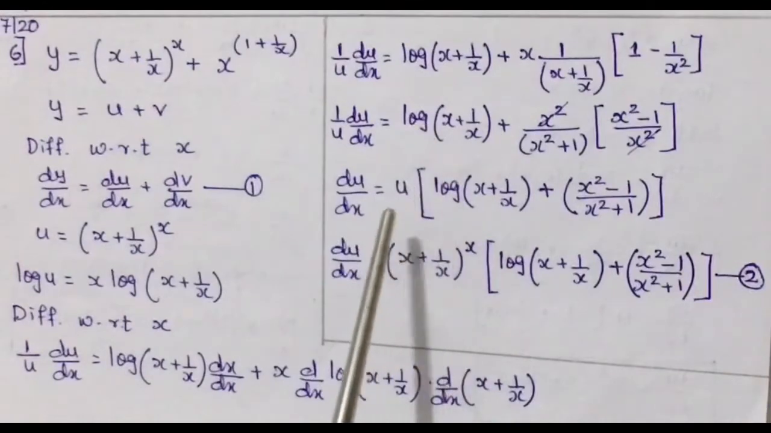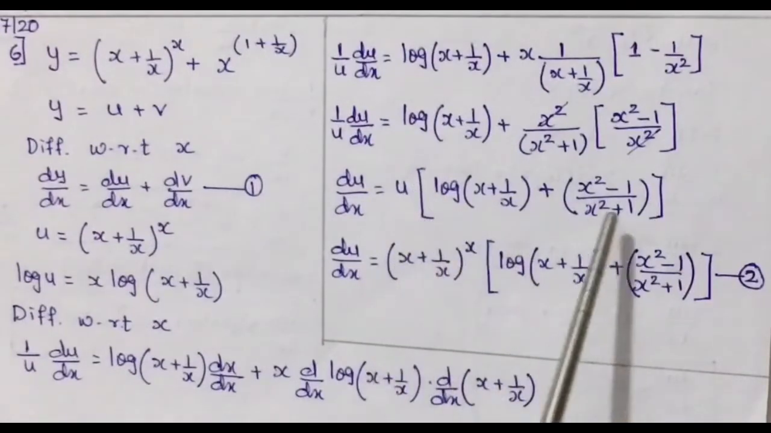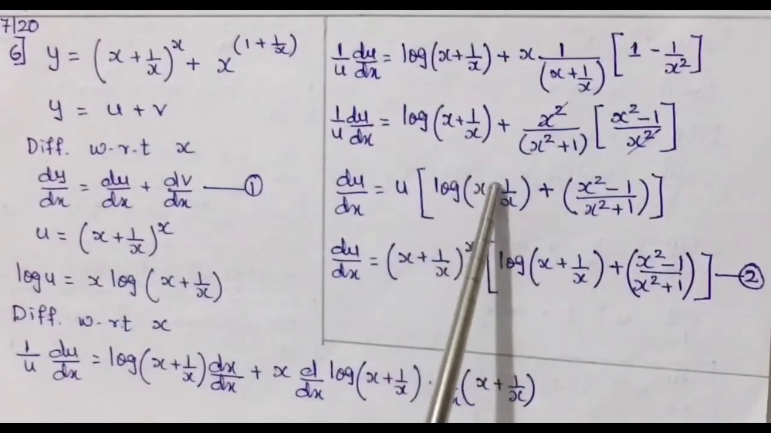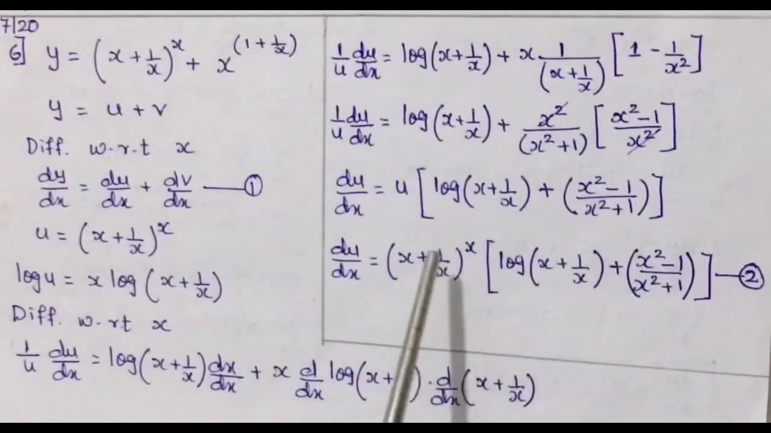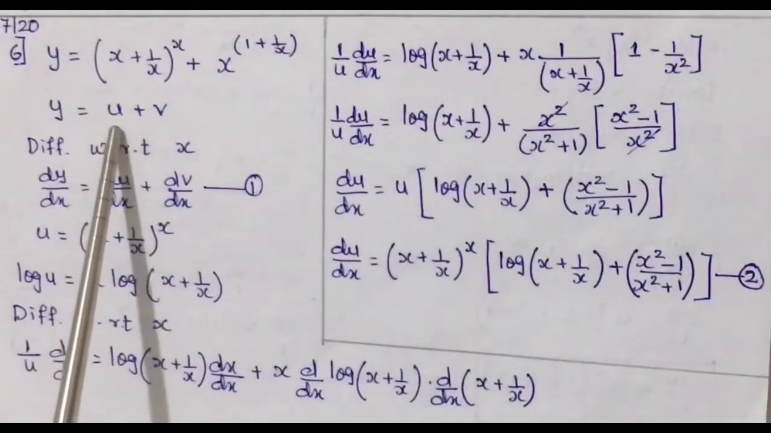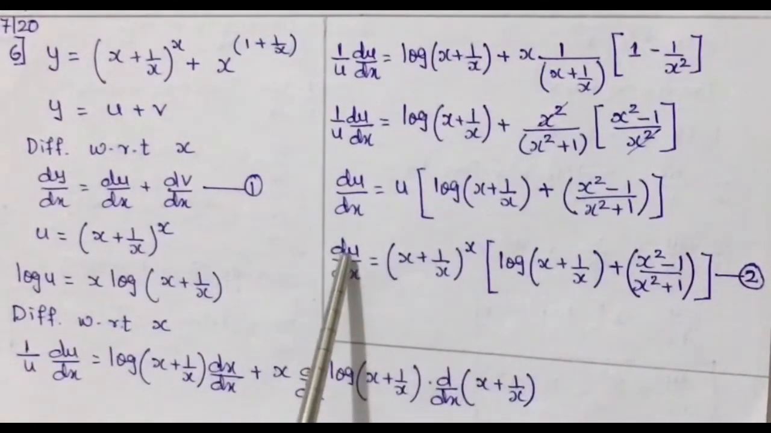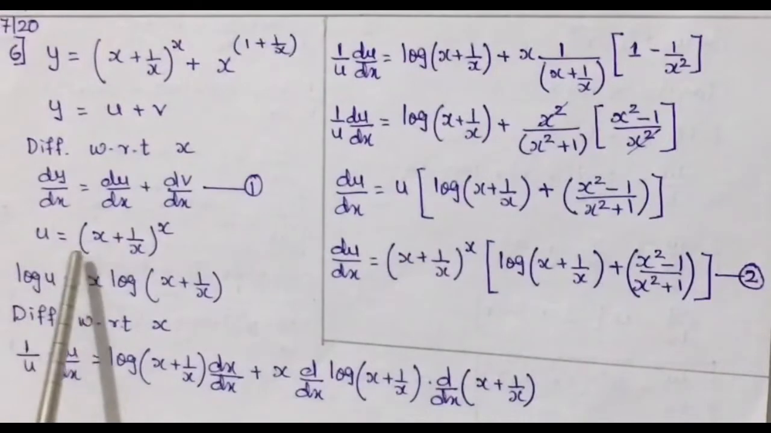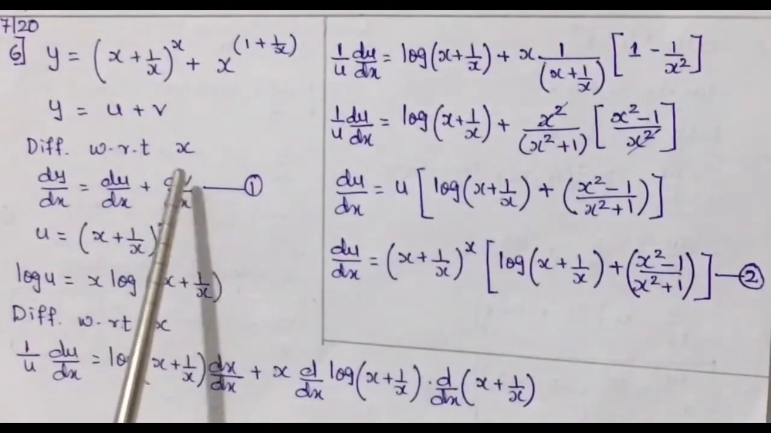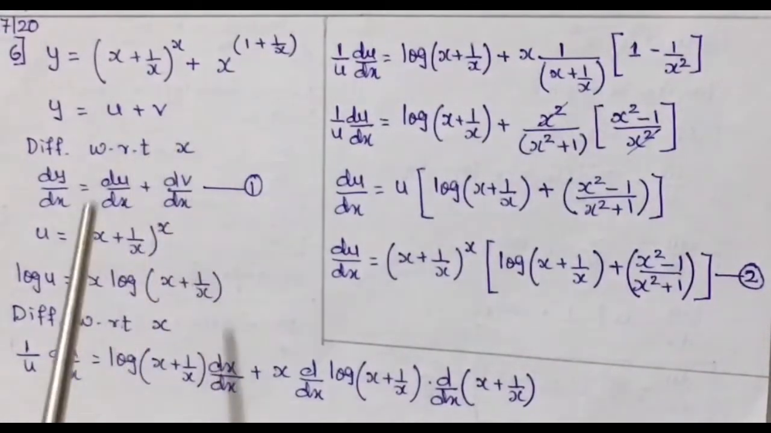Now taking u to the other side, it will be multiplied with this whole term. So u, and inside the bracket remains log of (x plus 1 by x) plus (x square minus 1) upon (x square plus 1). Keeping the value of u as (x plus 1 upon x) raised to the power x, we get du by dx as this whole expression. We'll mark this as 2 because u is separately being differentiated, and then we will be putting it in statement number 1 after differentiating the v part.